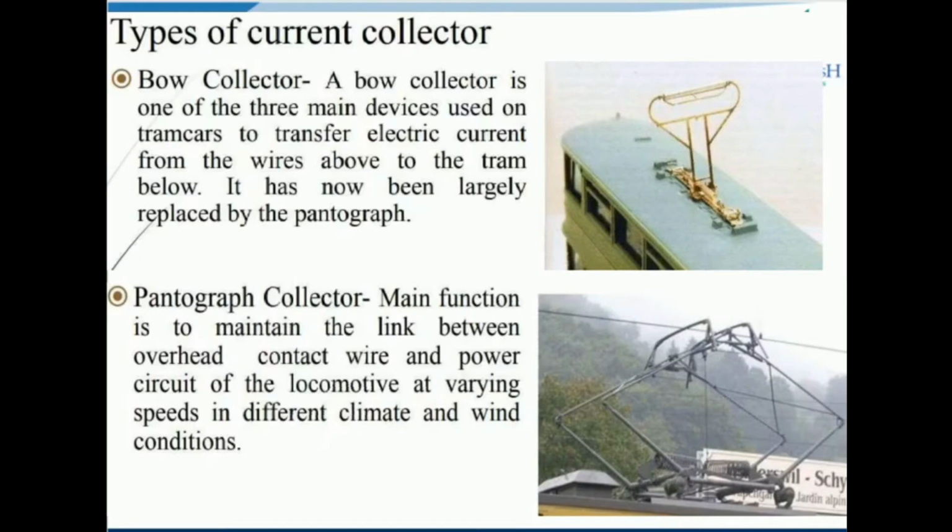So the next topic is the pantograph collector. Its main function is to maintain the link between the overhead contact wire and the power circuit of the locomotive at varying speeds, in different climate and wind conditions. The second figure is about the pantograph collector. This is most probably asked as a GTU question: types of current collector, explain any one.